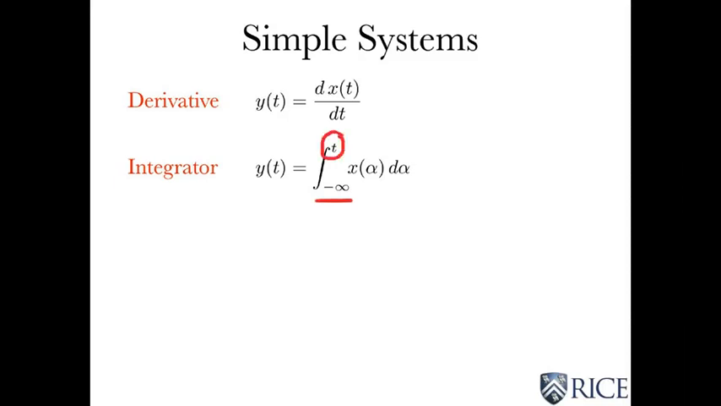I tend to use Greek letters for variables of integration. It's just a convention I have to make it clear that it is a variable of integration. This will come up pretty frequently. So the output y is equal to the integral over all previous time of the input x. And like I said, there is no trouble building this system. Okay, those are our simple systems.